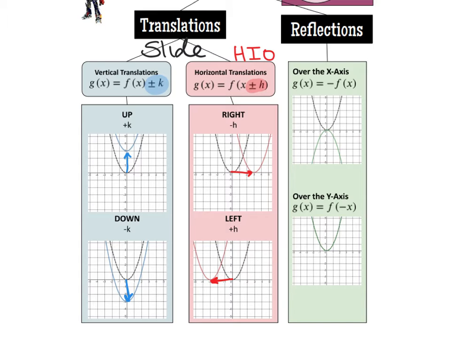The last type of transformation we're going to do today is called a reflection. What does the word reflection mean? Does anybody know? It's a mirror. It's a flip. That's exactly what's going to happen. We're going to flip these parabolas.